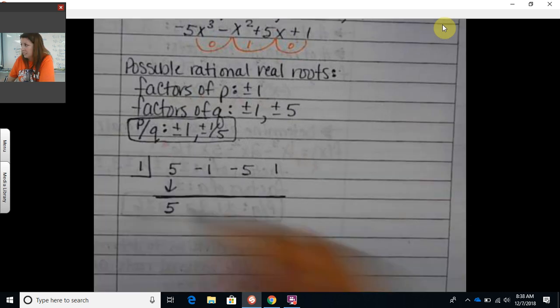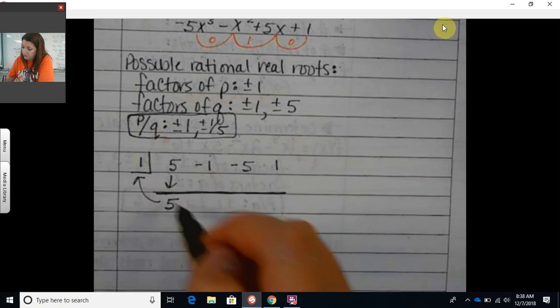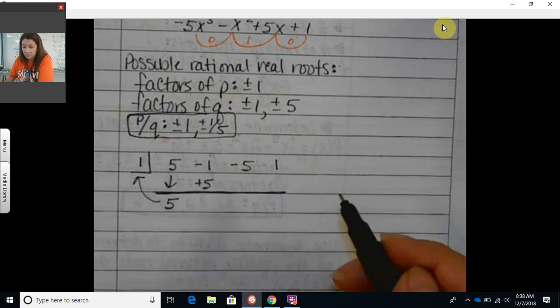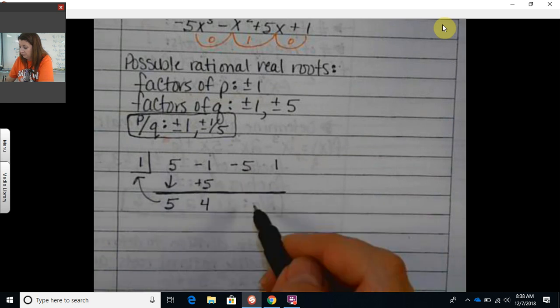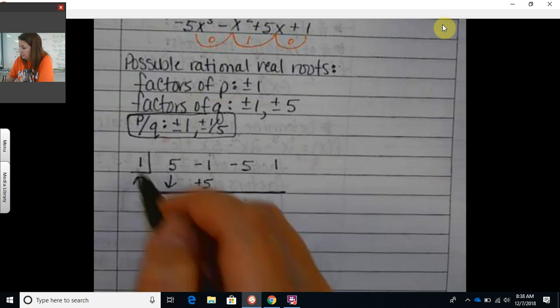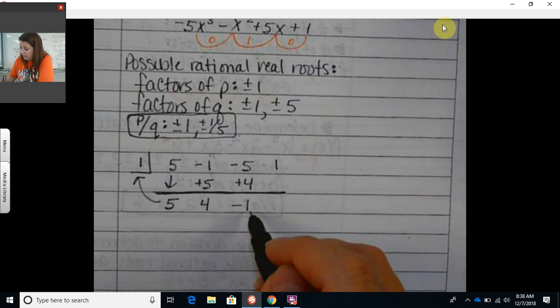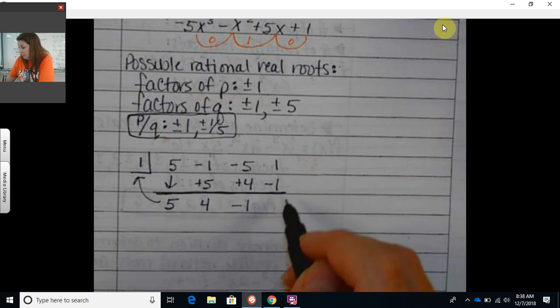Yep. First 5, we're just going to drop it like it's hot. Then what do we do with that 5? Multiply it by the 1. 5 times 1 is 5, and it's positive. I don't have to write positive 5, but I like to. Then we add and subtract whatever the signs are. Negative 1 and a positive 5 make 4. It'll be a positive 4, right? Then we multiply. 4 times 1 is 4. Add and subtract. Negative 5 and a positive 4 make negative 1. Negative 1 times positive 1 make negative 1. 1 minus 1 is 0. Is 1 a root?